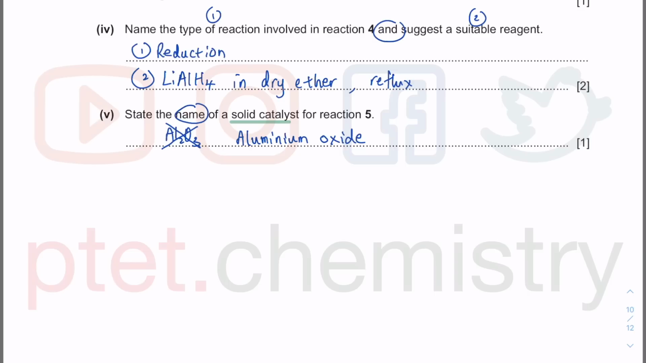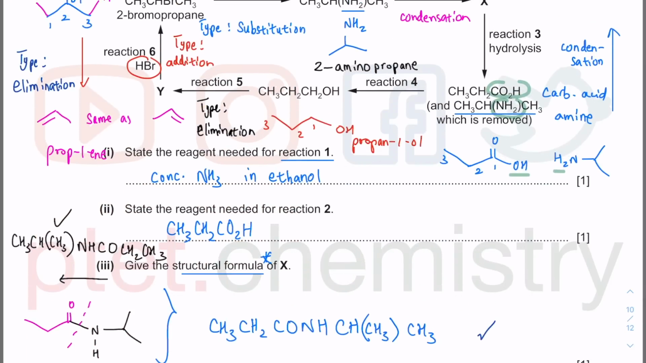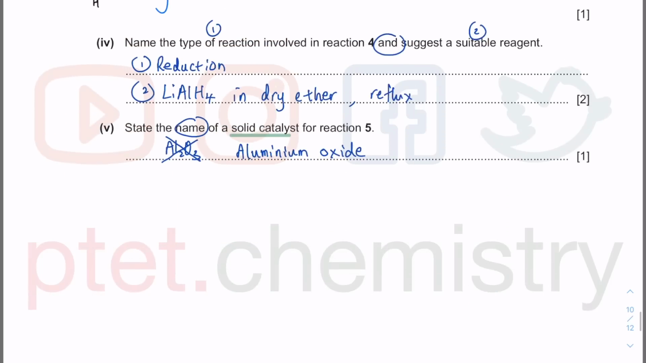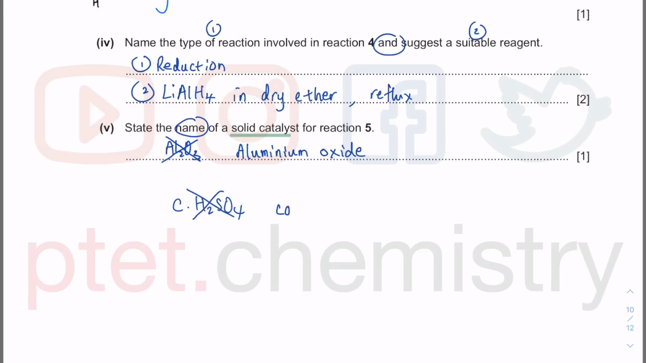Okay, so they want a catalyst. Concentrated sulfuric acid is actually a reactant that is used to kick off the H2O, so concentrated sulfuric acid will work as well. Yeah, concentrated sulfuric acid could be the answer as well. But of course, that again is a formula. They want the name, so that cannot be the answer. You have to give the name, concentrated sulfuric acid.